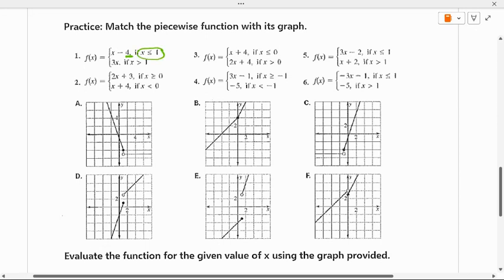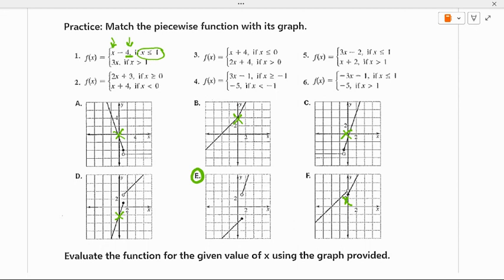So I'll do the first one with you. So I'm looking for a function that has a y-intercept of -4 and a slope of 1. Well, a y-intercept of -4, that's not this. That's not this. That is not this function. That is not this function. It could be this function. This crosses the y-axis at -4. And it's not this function. So without looking any further, I know that number 1 matches graph E, but I just want to make sure.